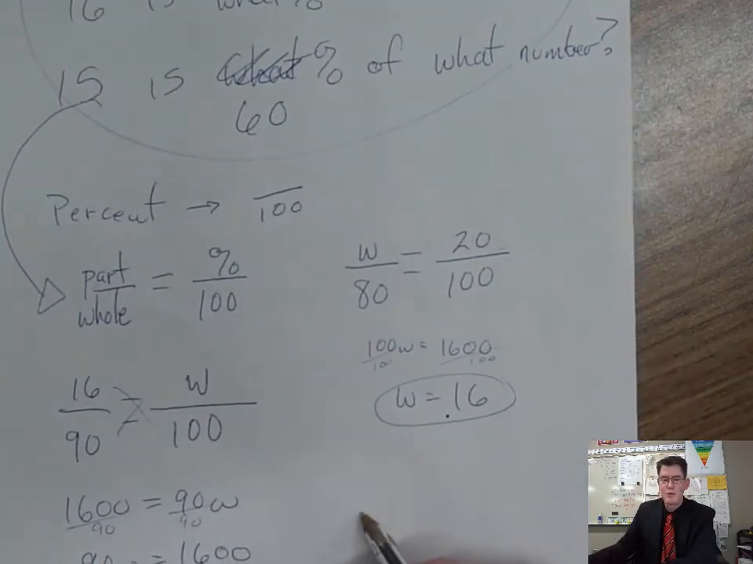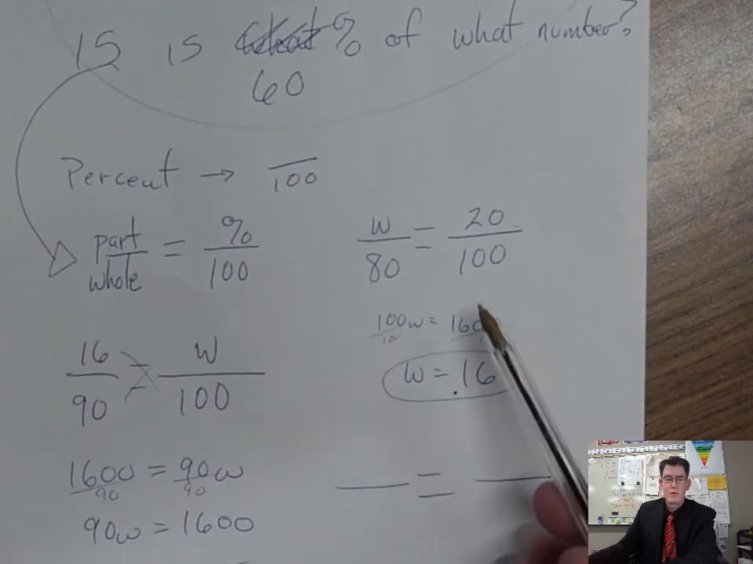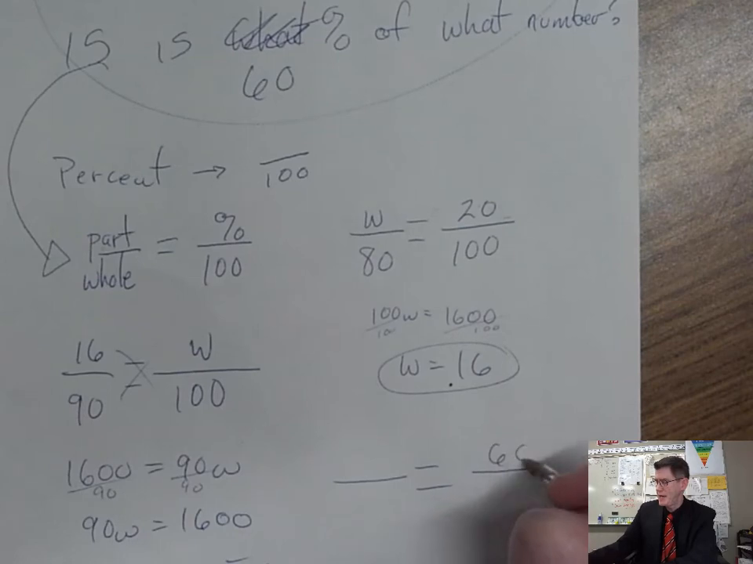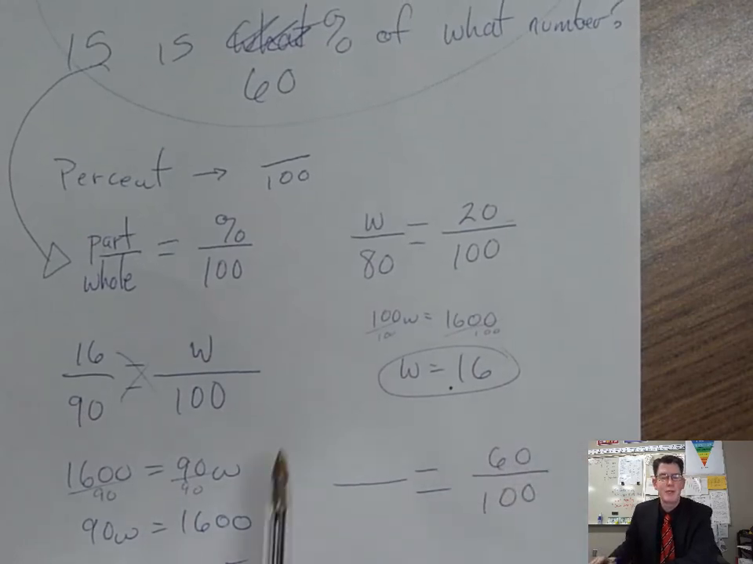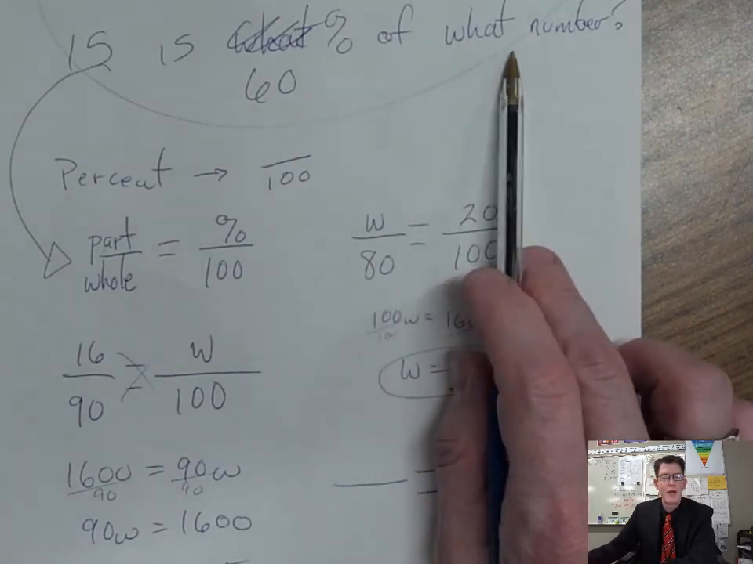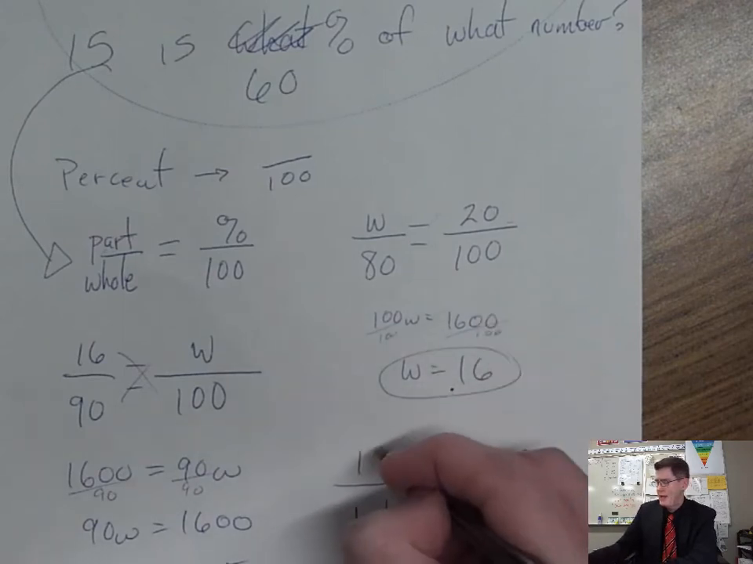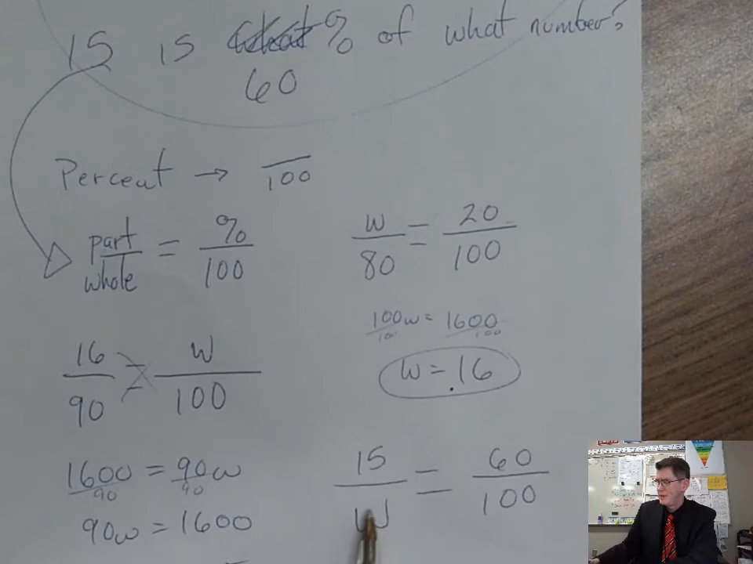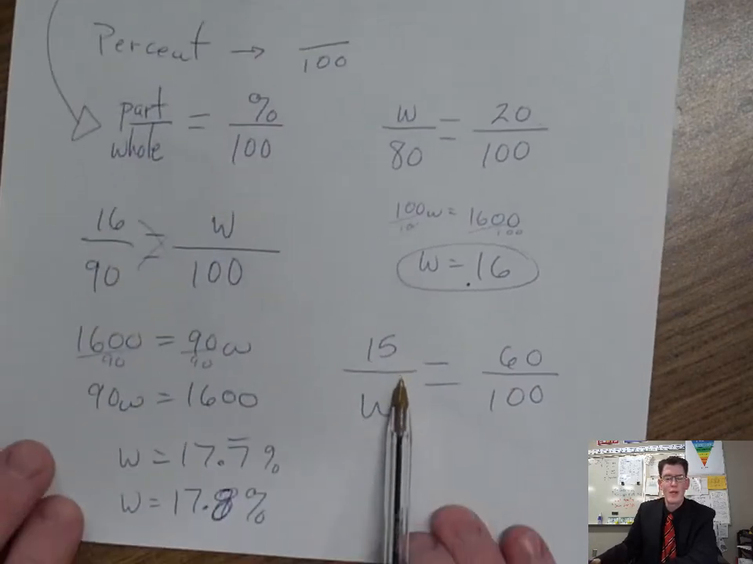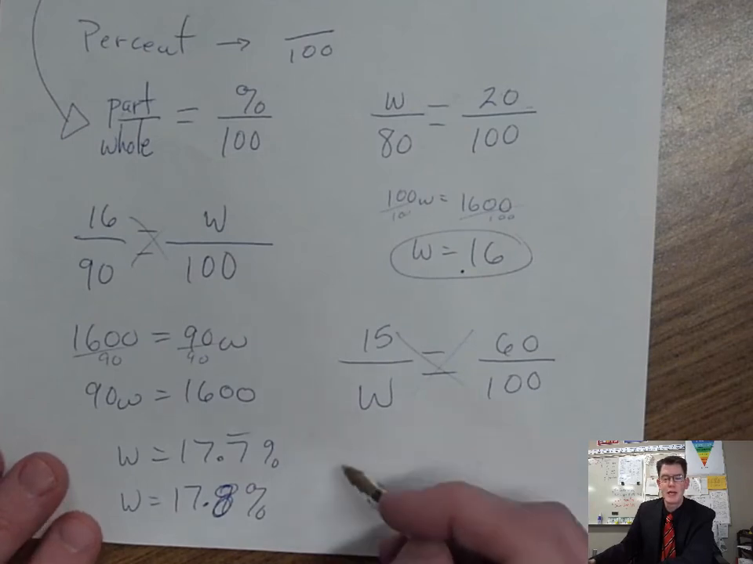One more example. 15 is 60% of what number? So you build the proportion. So the 60%, I always like to put the percent on first because I know where the divide by 100 goes. 15 is of what number? So that of what number, that's the whole amount. So of what number, that's the W. And 15. So 15 is 60% of what? Once we have the proportion, we can cross multiply and solve it.